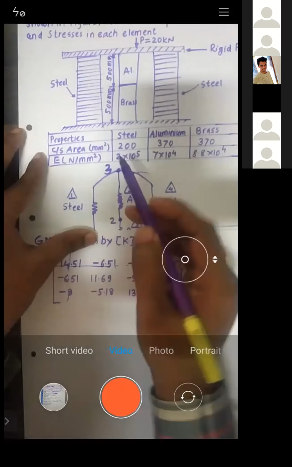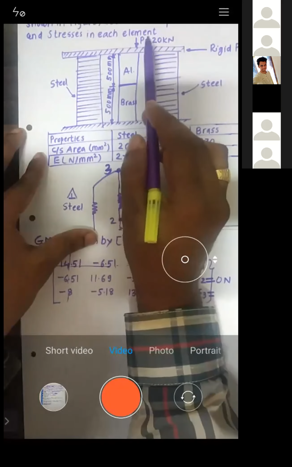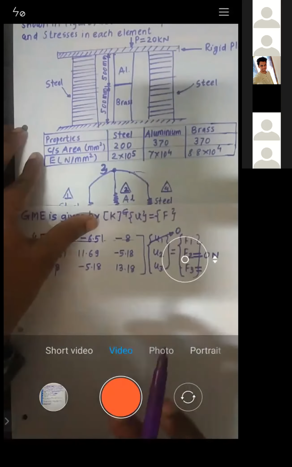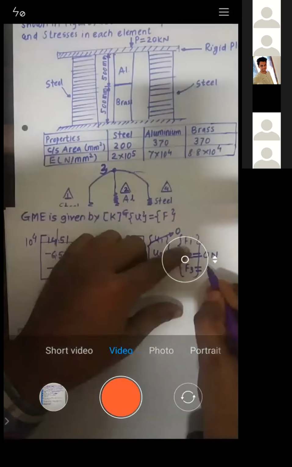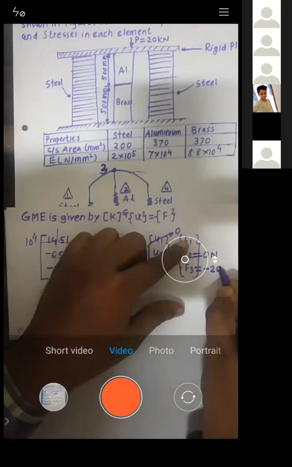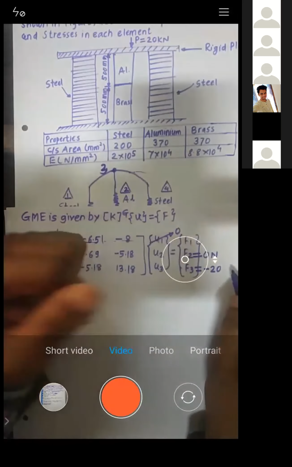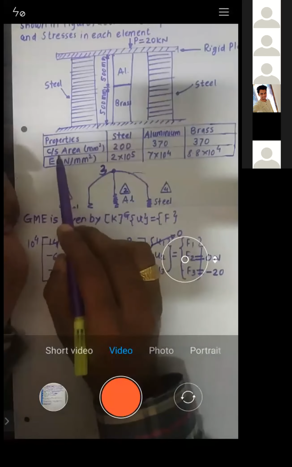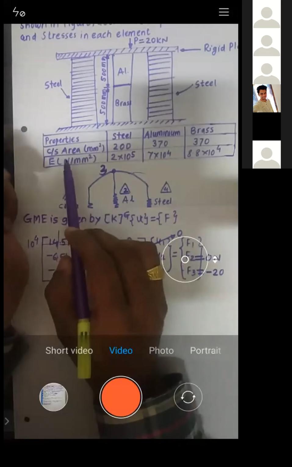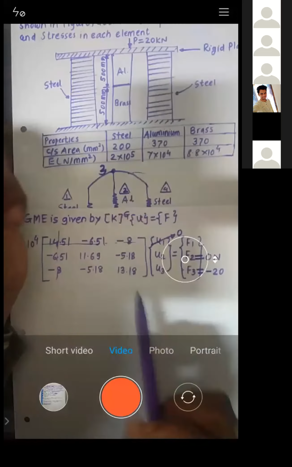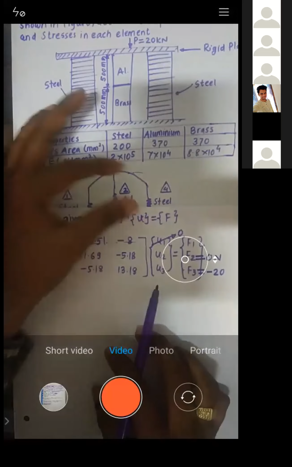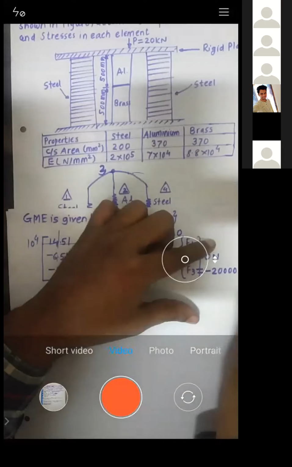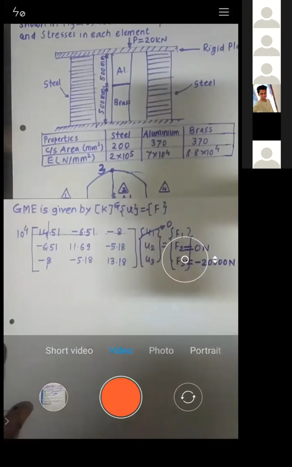At node 3, that is at this point, have you applied some load? That is 20 kilonewton, and it is going down, right? So I will take it as minus 20 kilonewton. But see here, E is in Newton and this force is in kilonewton, so it will not work. You need to convert this kilonewton into Newton. So I will make it 20,000 Newton. Is it okay?